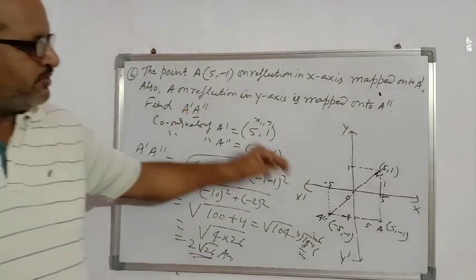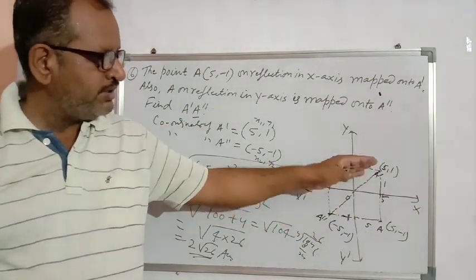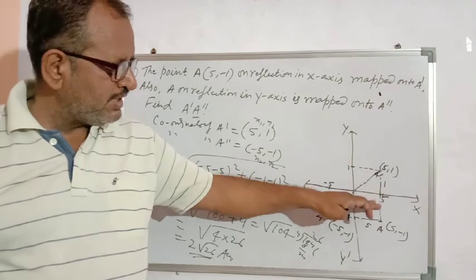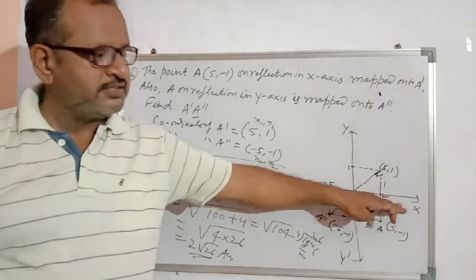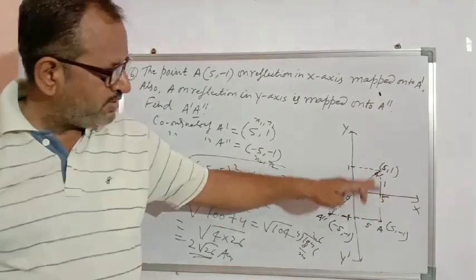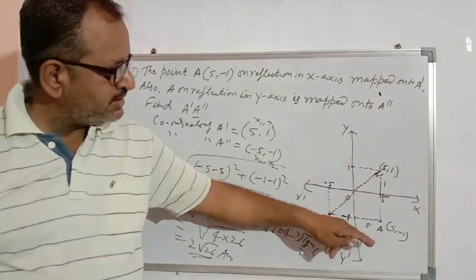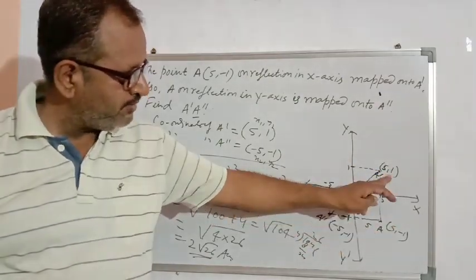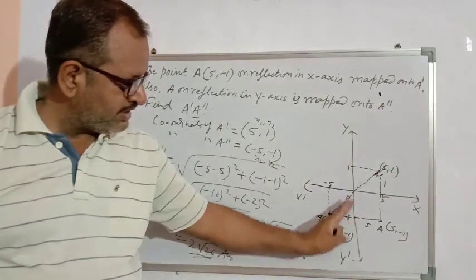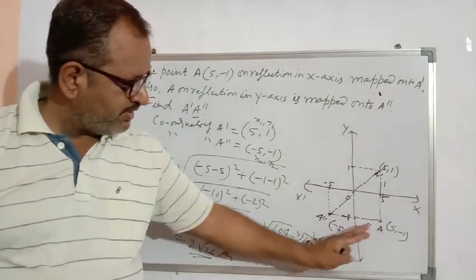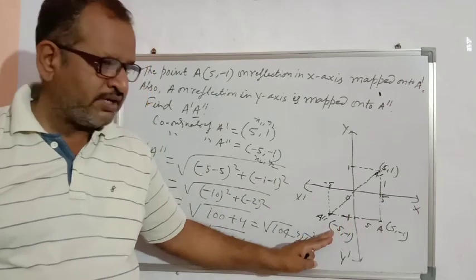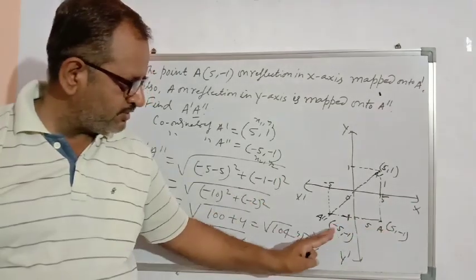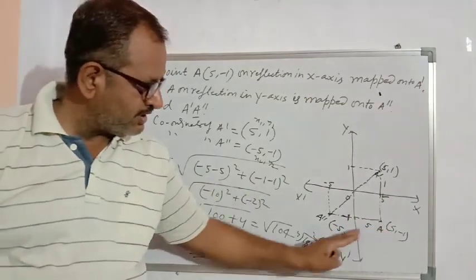So reflection means what? Reflection means image of the point. If reflection is taken in x-axis, x-axis will act as a mirror. So when we take the reflection in x-axis, we have to change the sign of the y coordinate. Here minus 1, so it will become plus 1. When we take the reflection in y-axis, we will change the sign of the x coordinate. X coordinate is 5, so it will become minus 5. Y coordinate remains unchanged.